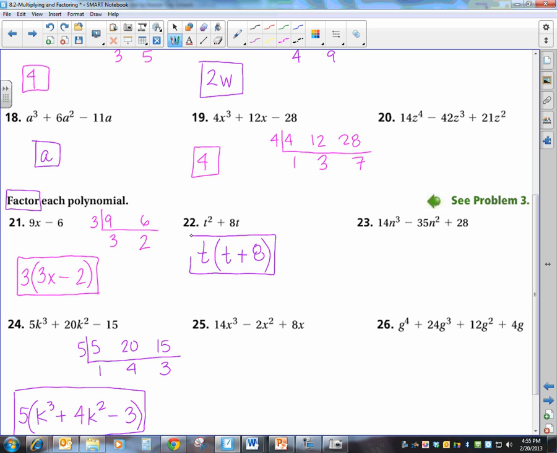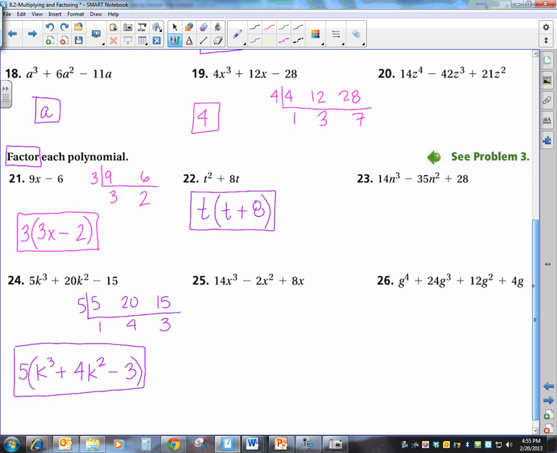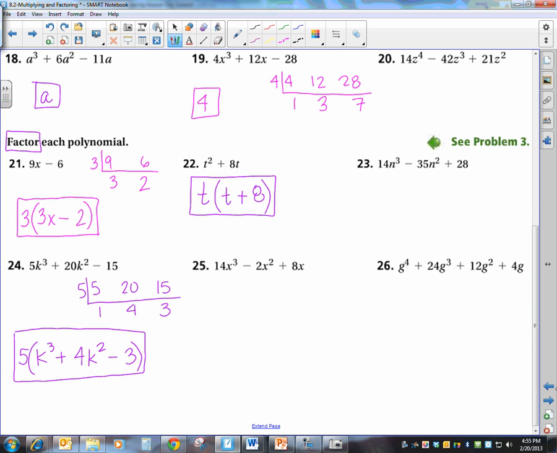And the nice thing about these, you can check them. T times t is t squared. T times 8 is 8t. All right, let's factor again.